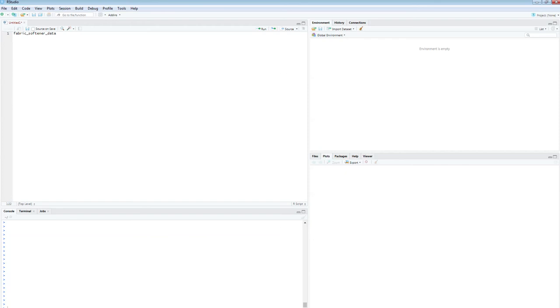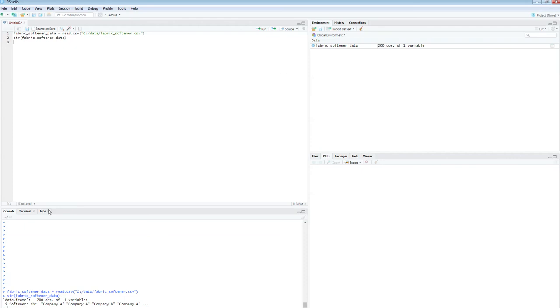Okay, and it comes from the CSV file, which I again put in C data, and it's called, if I remember correctly, fabricsoftener.csv. Let's see, yeah, that's true. Okay, so let's take a look at the structure of the fabric softener data. All right, there you go.